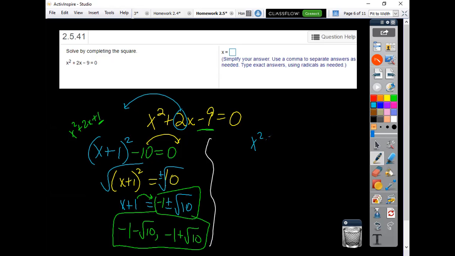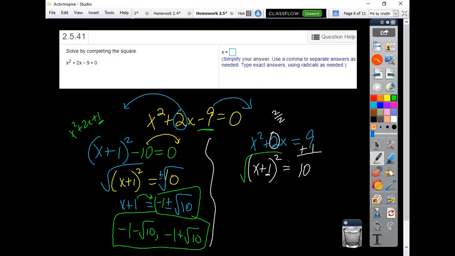So x squared plus 2x, start by already adding that 9 to the other side of the equation. Half of the 2. Half of this 2 is where I got this 1 right here. 1 squared is 1. I've added a 1 to the left, so I have to add 1 to the right. And if you look, this should look very familiar to the yellow equation right over there.